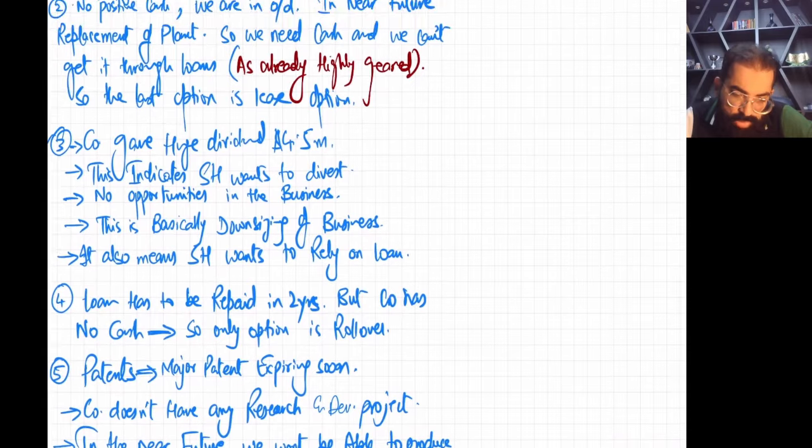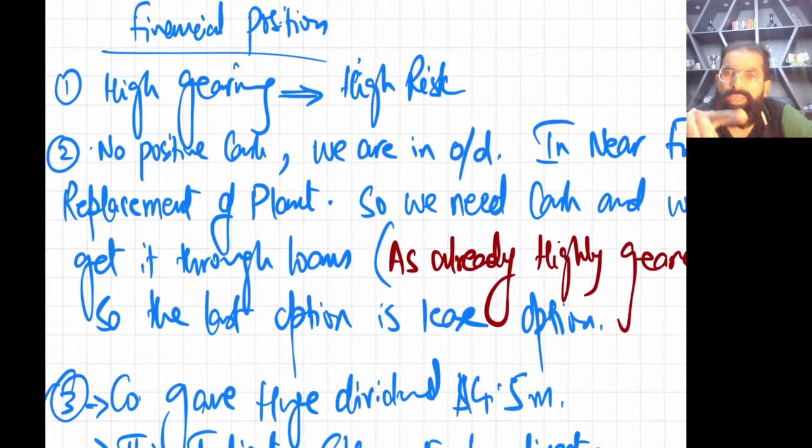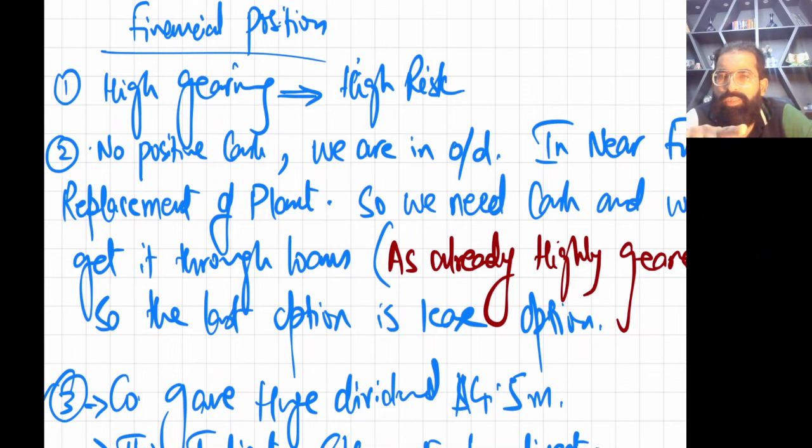So you have discussed many points. First of all, you discussed the high gearing point. You discussed the cash point, that you have no cash and you are already overdrawn. So in the near future, when you need to replace the plant, how will you replace it? You don't have cash, and you can't even take more loans because you are already highly geared. So the only option is a lease option, like an operating lease.